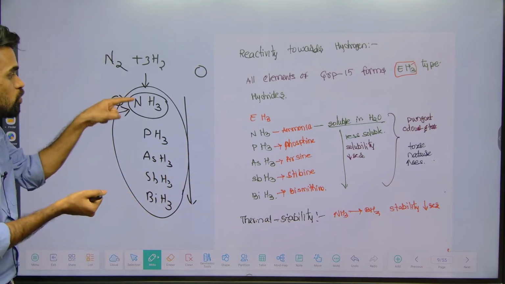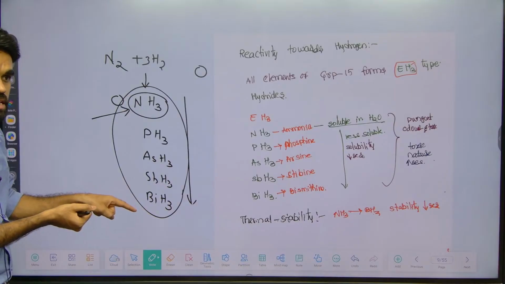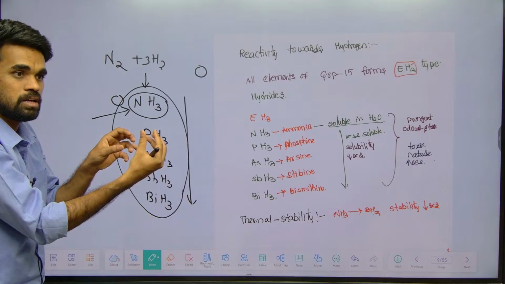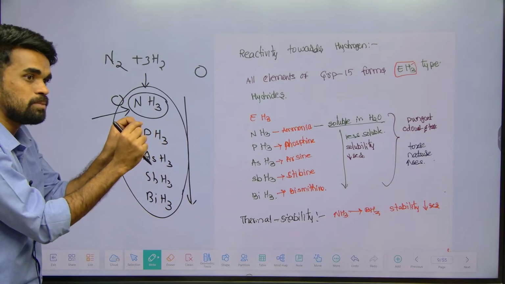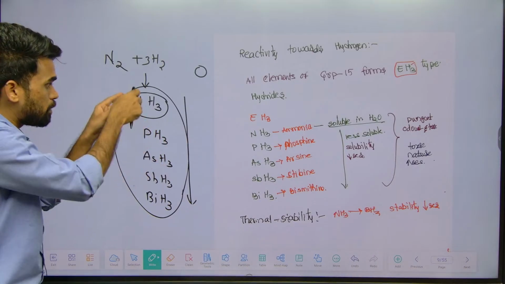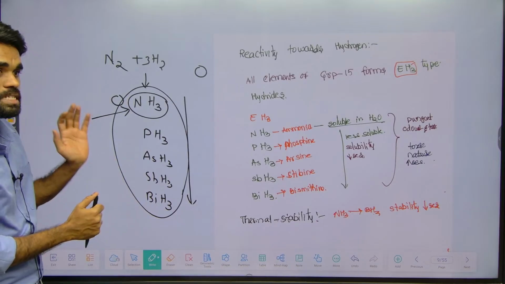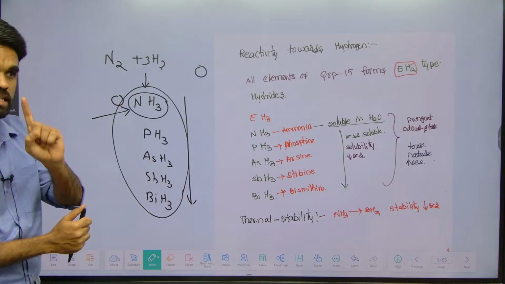Now down the group, what happens to the size? Size increasing means that overlapping will be less effective. It means that the bond is easily broken. So what happens to the stability of hydrides down the group? Decreases. So which is most stable? NH3. You got the stability order.